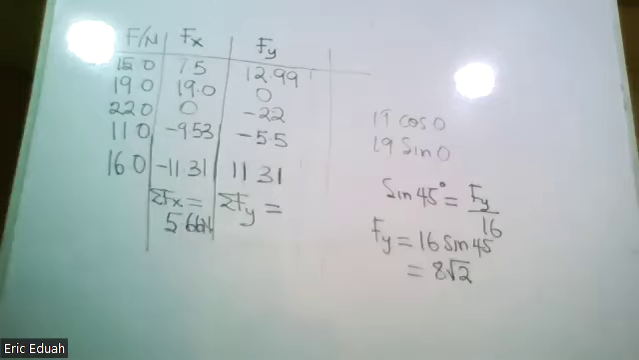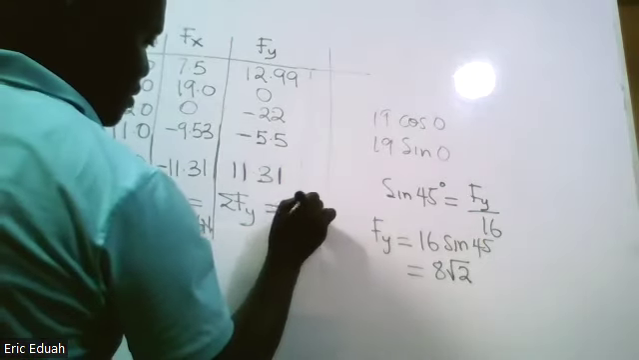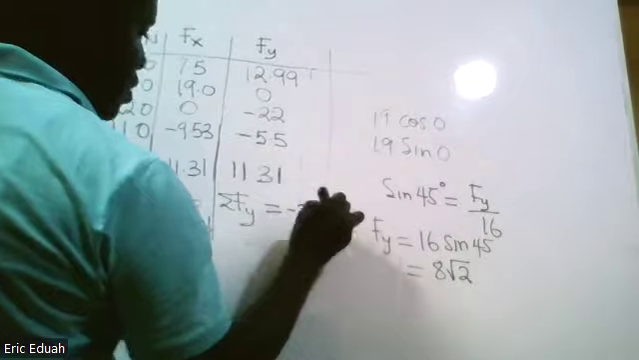So let's sum it up again. 12.99 plus 11.31. This minus 22 minus 5.5. And Dodo, what did you make? Minus 3.2. Minus 3.2. Yes, sir. So let's correct it.